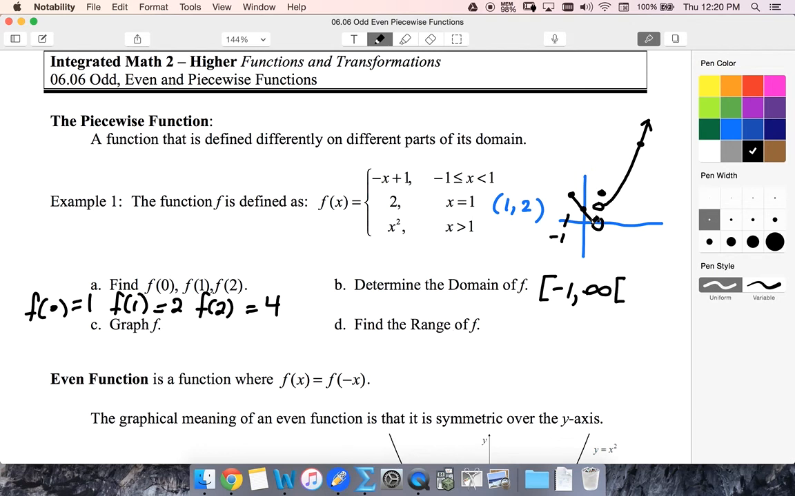Find the range. Well, my lowest value is going to be 0, but not including 0. Highest value, positive infinity. So 0 to infinity is my range. And I have every number in between included. Even though this is open here, it's included over here. So every number from 0 up to infinity is in my range, exclusive of 0, exclusive of infinity.